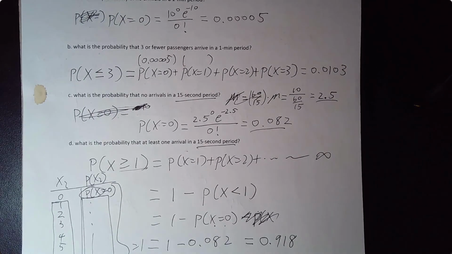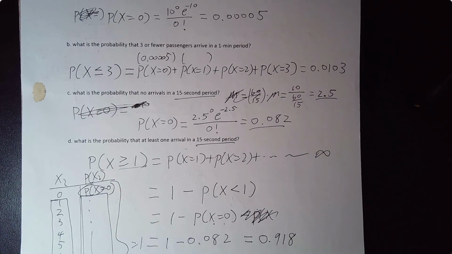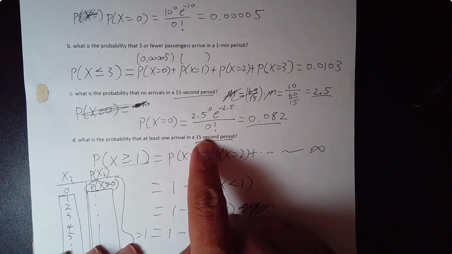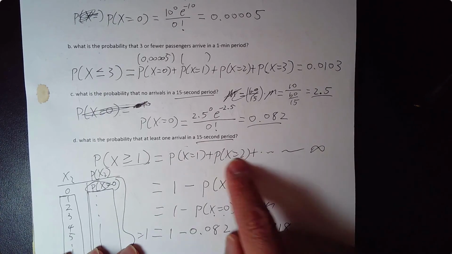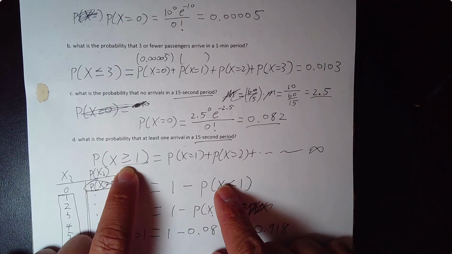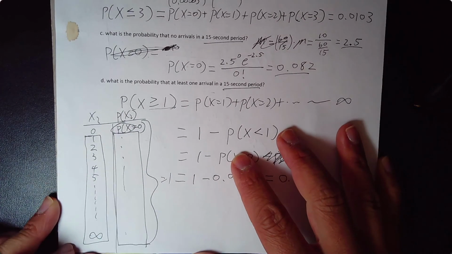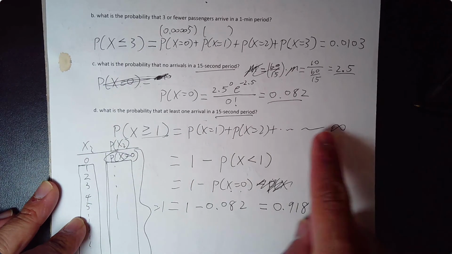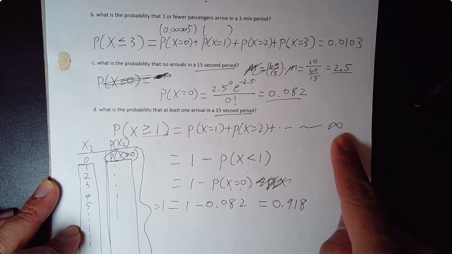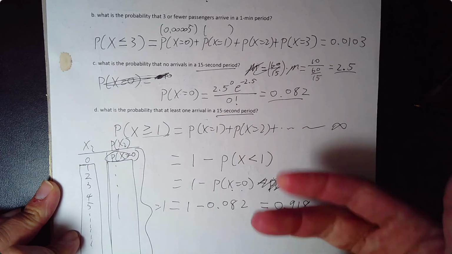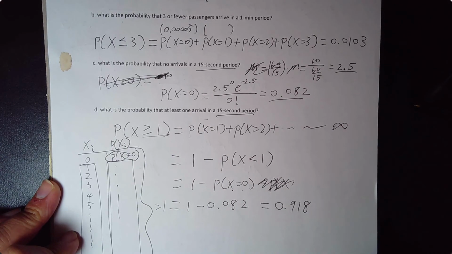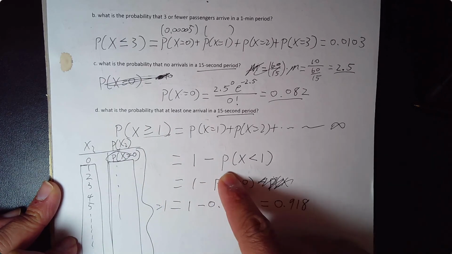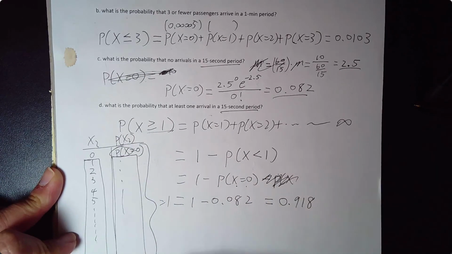Now, finally, the last part here. What is the probability that I'll get at least one arrival in a 15-second period? Visually, this is what you want to visualize: I want the probability of x greater than or equal to 1. If you do this manually one by one, you need to add up all the way from 1 to infinity, which is clearly not possible. So we're going to take the complement. The probability of x greater than or equal to 1 is equivalent to 1 minus the probability of x less than 1.